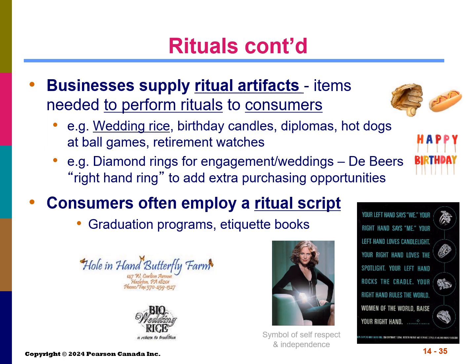Many businesses supply ritual artifacts, items needed to perform rituals, to consumers. For example, wedding rice, birthday candles, diplomas, hot dogs at baseball games, and retirement watches. Wedding rice is evolving because it's often eaten by birds and later expands, causing injury or even death. For example, bio-wedding rice dissolves rather than expands. Some are opting for butterflies over rice.